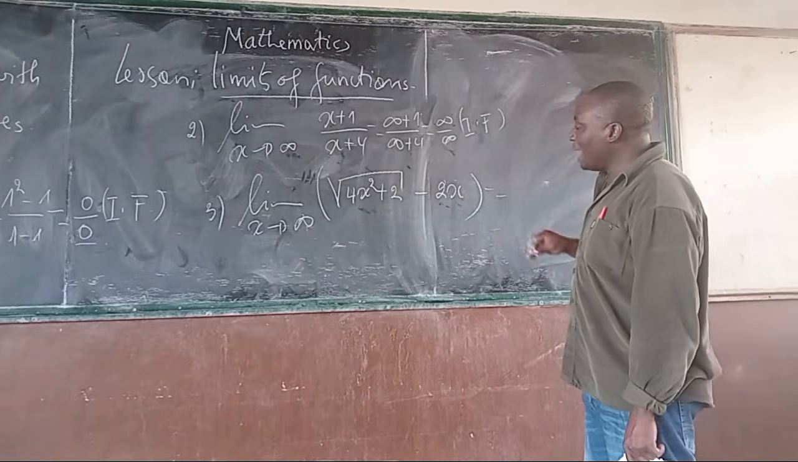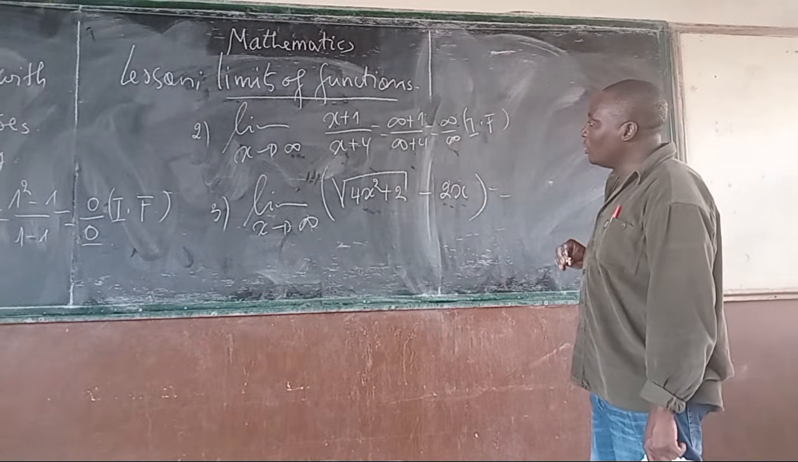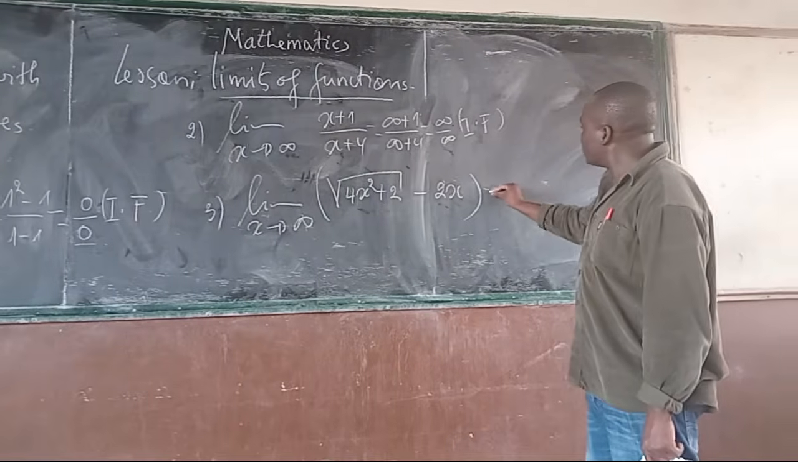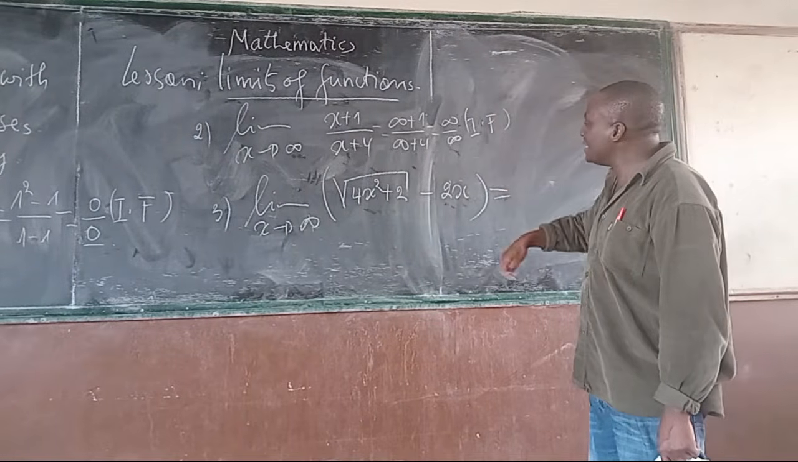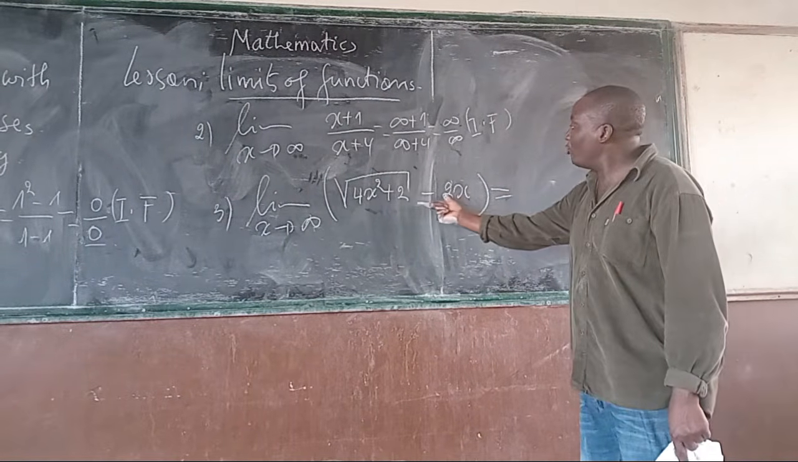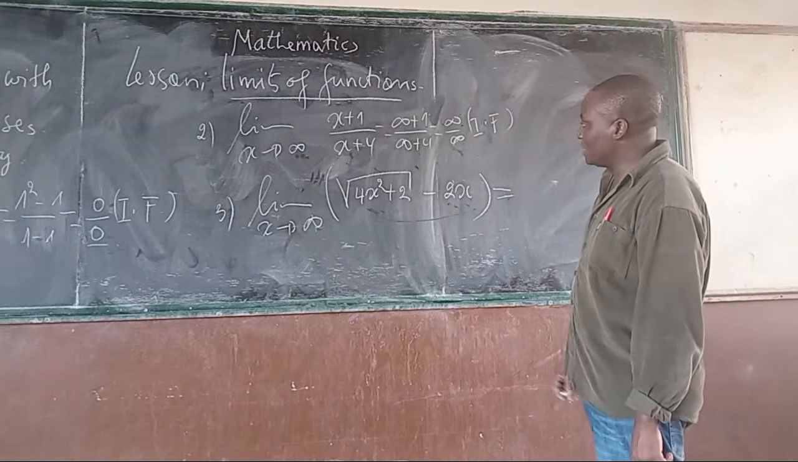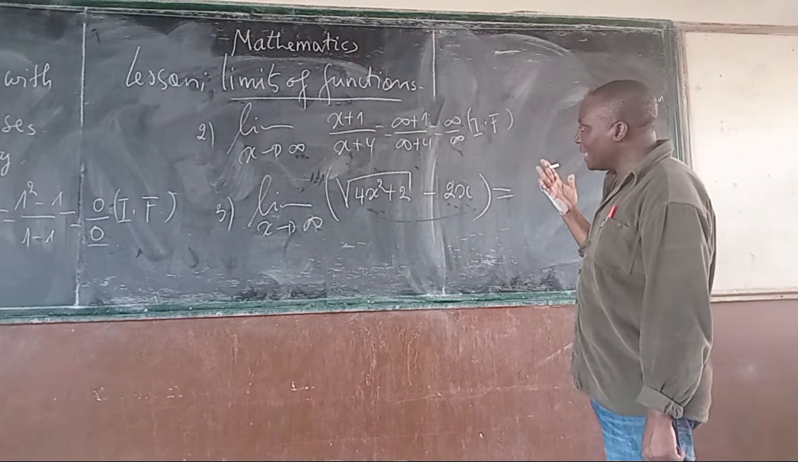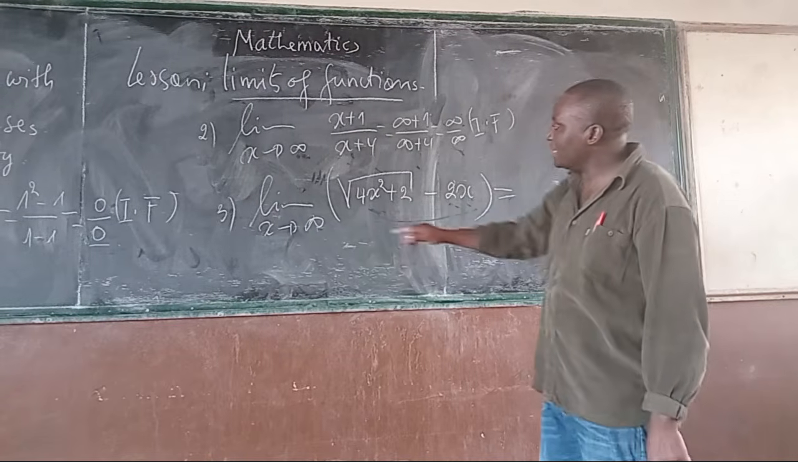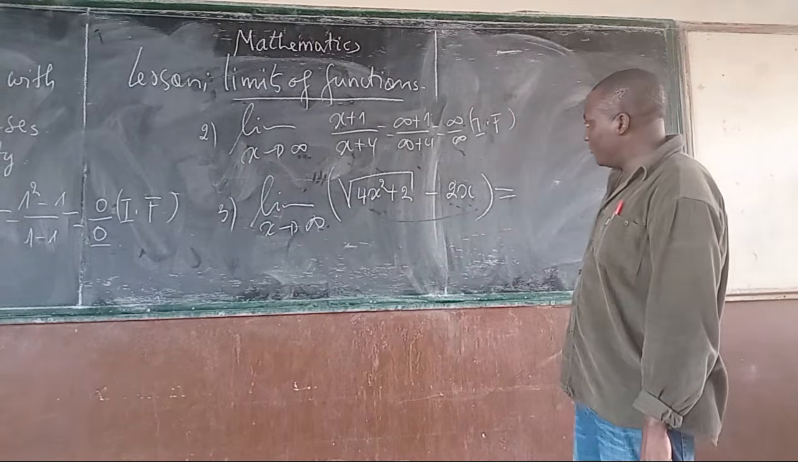To find the value of our given function, where x approaches infinity, you must again know the properties of infinity, because here it approaches infinity.